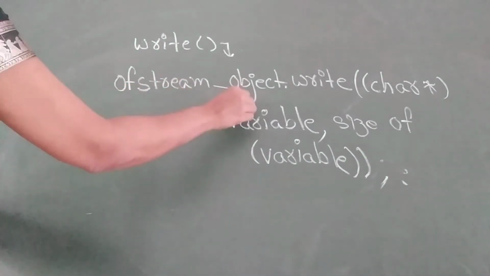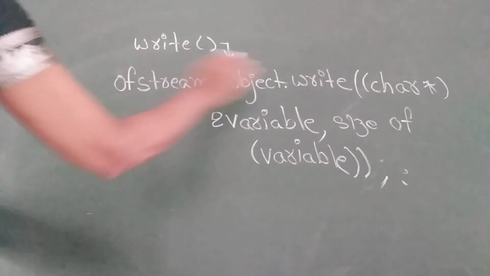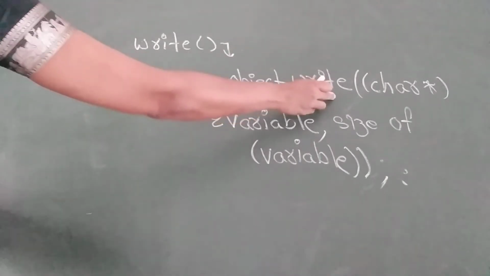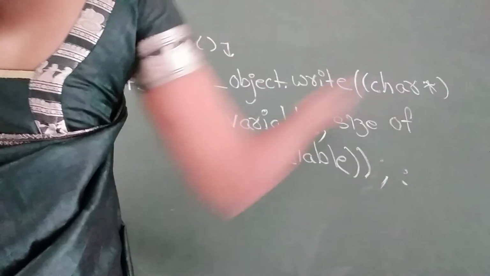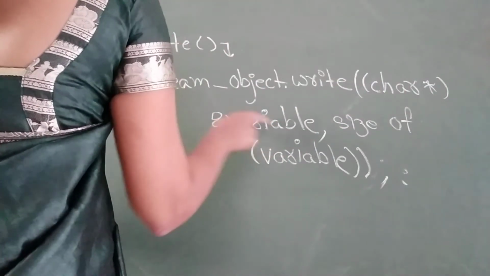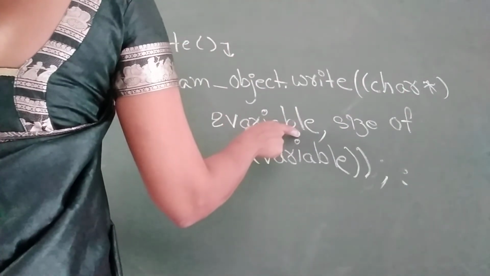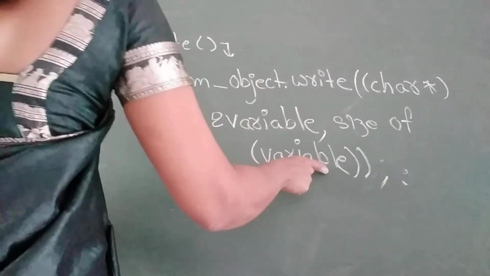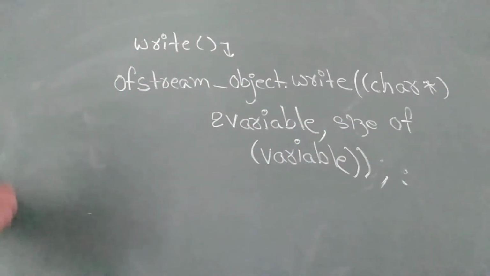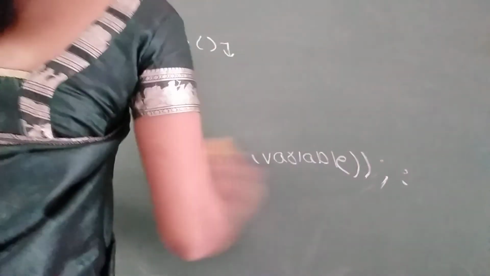So ofstream object and write operation. What character are we going to write? Asterisk value. Here ampersand variable name means memory name. Ampersand means address. Size means how many bytes it will occupy. It will be much clearer when I tell the example of write().